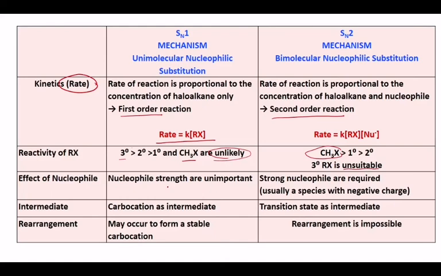As for the effect of the nucleophile, for SN1 the nucleophile strength is unimportant, so either a strong or weak nucleophile can undergo SN1, while for SN2, a strong nucleophile is required, usually a species with a negative charge. The intermediate for SN1 is a carbocation, while for SN2 it is a transition state. As SN1 has a carbocation intermediate, rearrangement may occur to form a more stable carbocation, while for SN2, as it has a transition state, rearrangement is impossible.